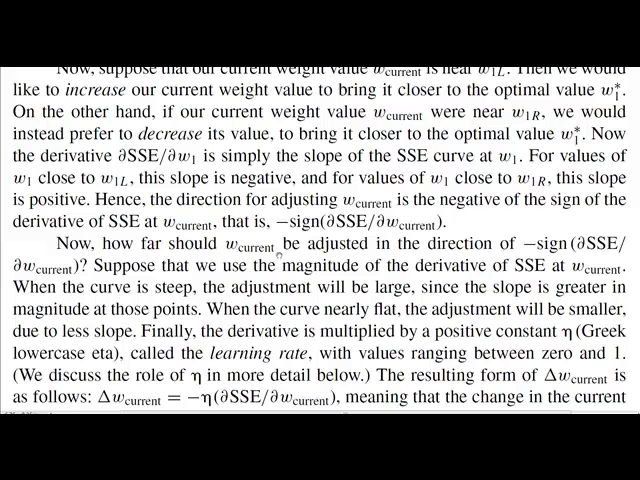So now how far should W sub current be adjusted in the direction of the negative of the sign of the derivative? Suppose that we use the magnitude of the derivative at W sub current. When the curve is steep, the adjustment will be large since the slope is greater in magnitude at those points. When the curve is nearly flat, the adjustment will be small due to less slope. Okay, so we can use that idea. Finally, the derivative is multiplied by a positive constant, eta, called the learning rate.